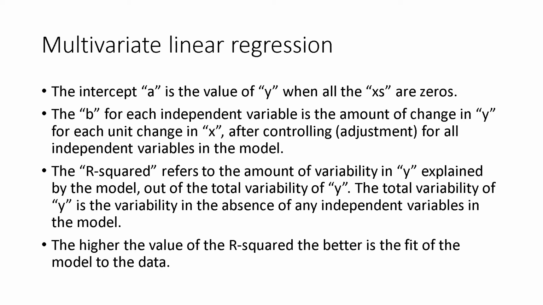The r squared refers to the amount of variability in y explained by the model out of the total variability of y, as explained earlier. The total variability of y is the variability in the absence of any independent variables in the model.